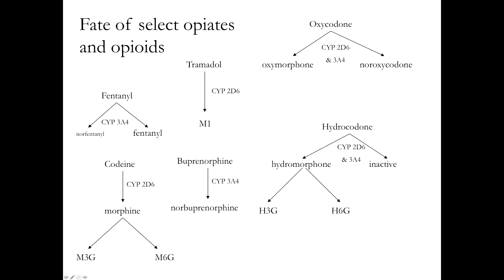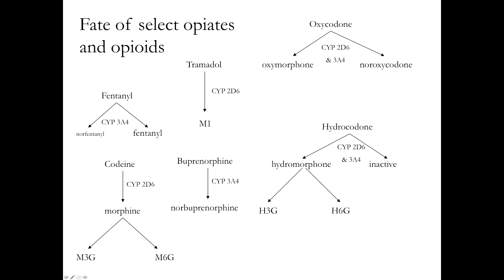Now, what I do want to make sure that you're aware of, and I know this was already said, is that codeine is a prodrug. Codeine must be metabolized to morphine for any analgesic benefit. And one thing I'm not sure I heard in any of your previous lectures is tramadol is the same way. Tramadol must be metabolized to its O-desmethyl metabolite, or M1, via 2D6.